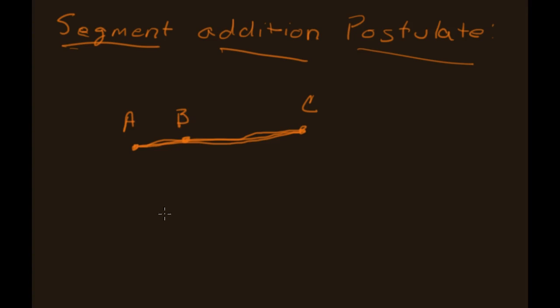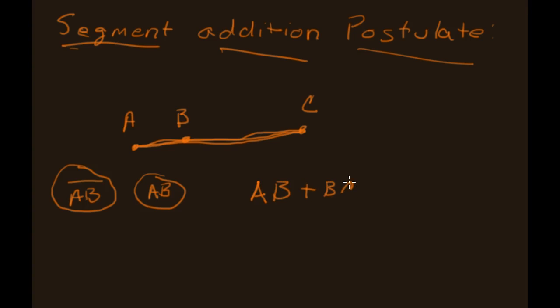Now, note, if I want to talk about length, I have segment AB, and I want to talk about the length of segment AB, I just write AB. That's kind of an important distinction. This is an object. This is a number. This is how far it is from A to B. Given that, the segment addition postulate says that the following statement has to be true: if B is between A and C, then AB plus BC has to equal AC.